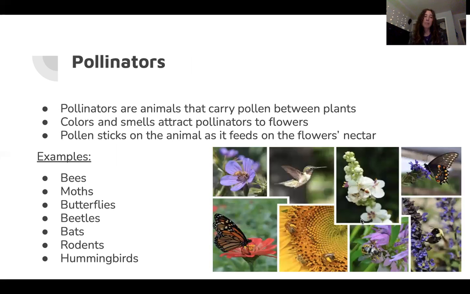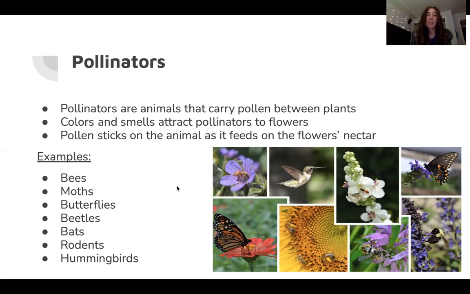So there are multiple different types of pollinators, and these are the animals that actually carry the pollen between plants. The colors and the smells attract pollinators to the flowers, and then the pollen sticks on the animal as it feeds on that flower's nectar. And so when that animal is done with that flower, it goes to another flower, and that pollen that is stuck to the surface of their skin or their fur then gets transferred onto that flower, and that's when fertilization occurs. Good examples of pollinators are bees, moths, butterflies, hummingbirds, beetles, sometimes even birds and bats and rodents and things like that.